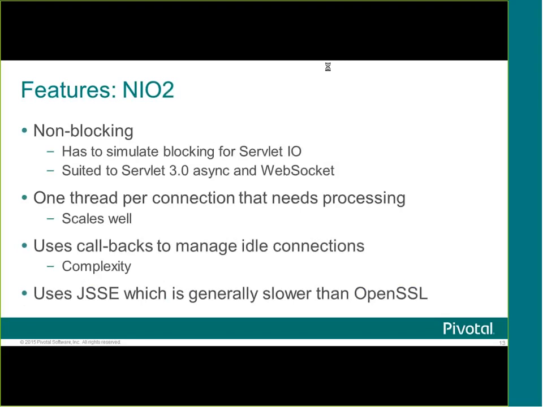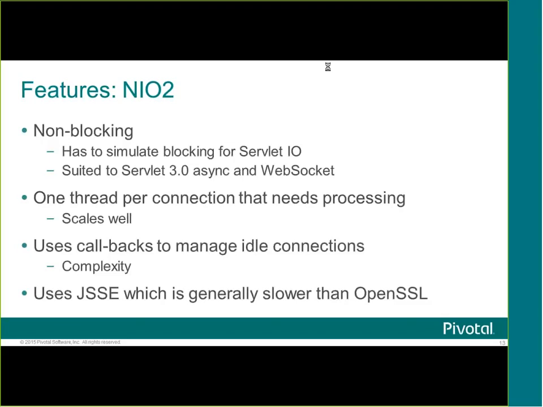NIO2, generally very similar to NIO. The big difference is how the idle connections are managed. In NIO2, what happens is when Tomcat has some data to process, it writes the data to the IO layer, and it provides a callback and basically says to the IO layer, you get on, do that, and give me a callback when you're ready. So the model for handling that non-blocking IO is very different. So the underlying code is very different compared to NIO and APR. It's not particularly more or less complicated, it's just different complicated.